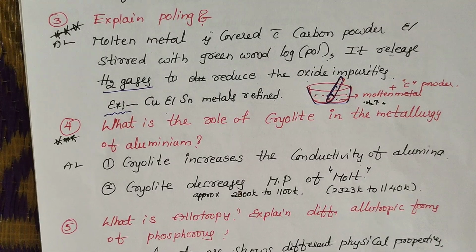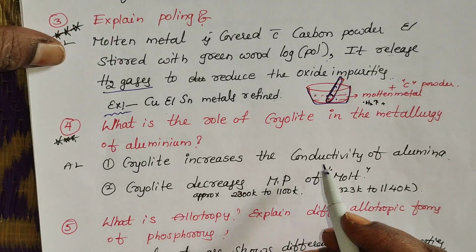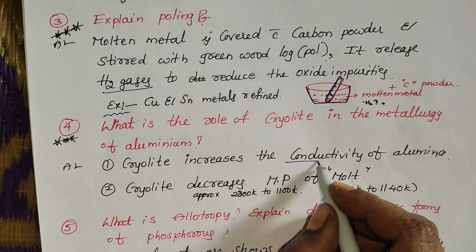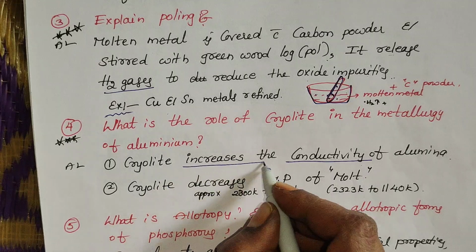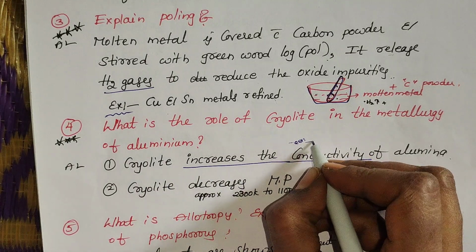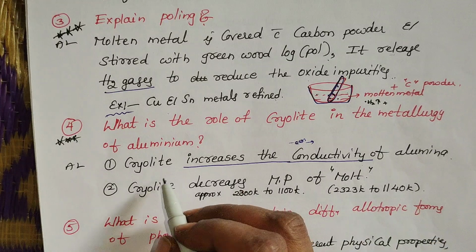Okay, aluminum extraction purpose, how it is useful. Cryolite increases the conductivity of alumina. Conductivity increases, important bit. Conductivity is nothing but a flow of electrons. Here the conducting nature increases when we add the cryolite.